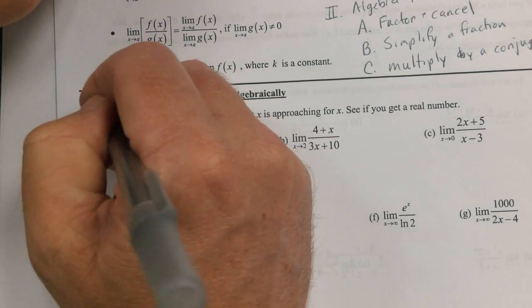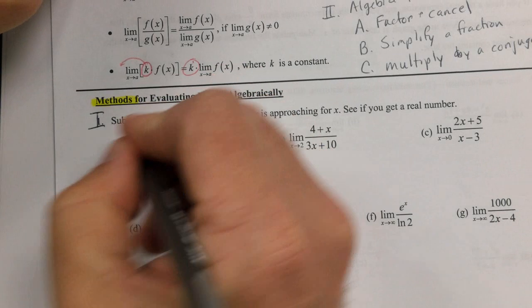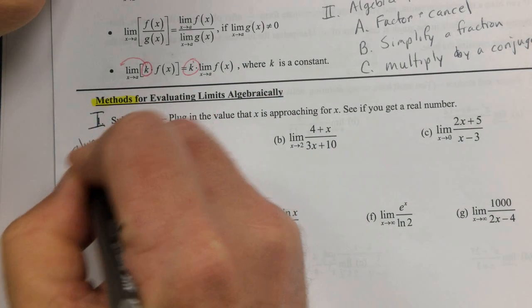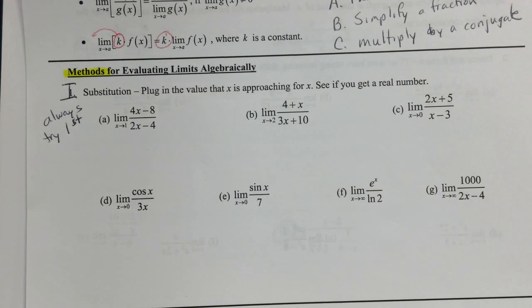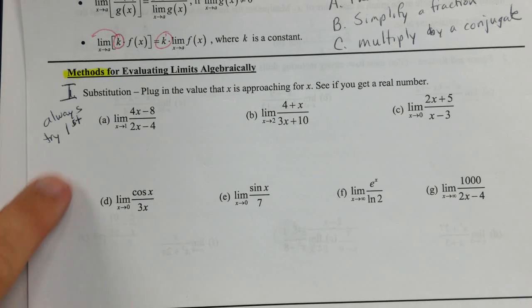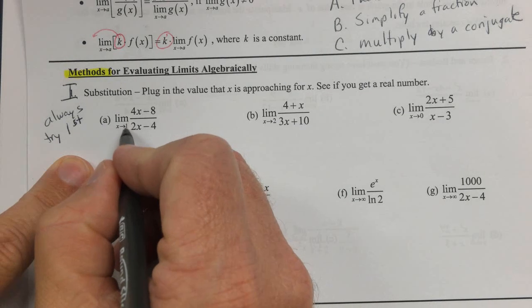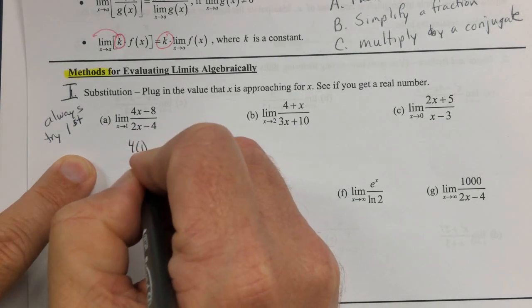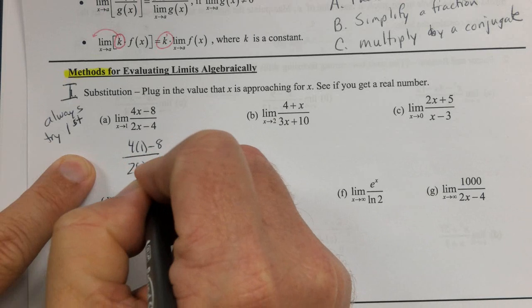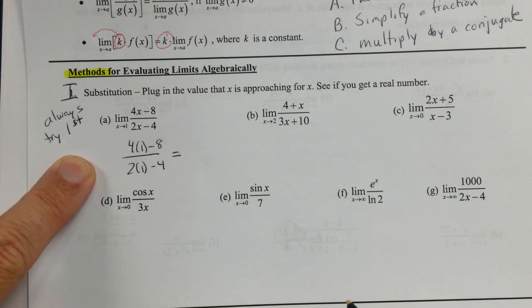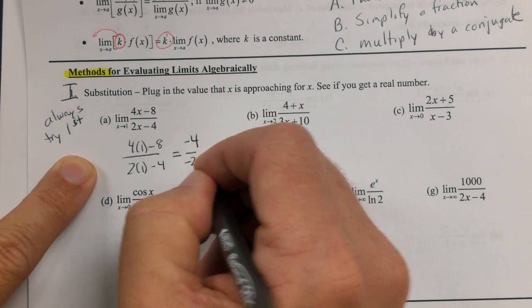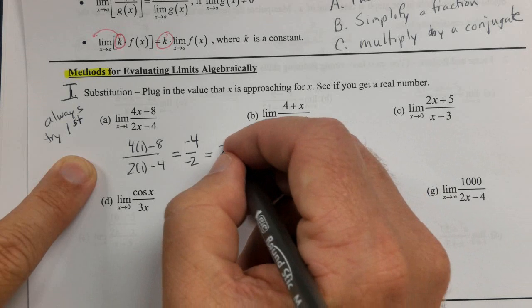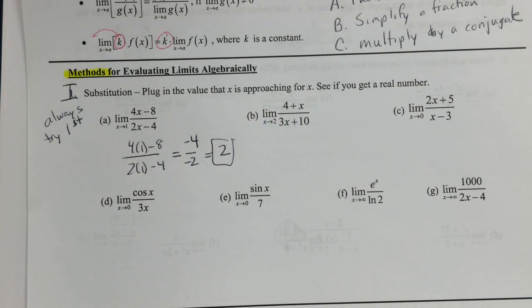Again, I'm calling that Roman numeral 1. Always try it first. You don't know if you need one of the other methods unless this one doesn't work. So let's just plug in x equals 1. Let's see, 4 minus 8 is negative 4. 2 minus 4 is negative 2. So that answer is 2. That seems like a perfectly reasonable answer. So that's our answer.